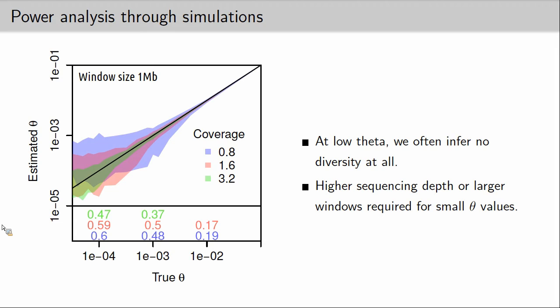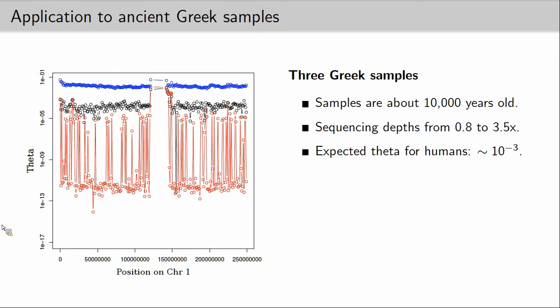So we see this relationship, and that means that for very low theta values, like 10 to the minus 4, we need slightly higher coverage, maybe 3 if we were using one megabase windows, or actually we might just use larger windows if we expect theta to be relatively small. So that seems to work quite fine. We were quite excited and then just took our 3 Greek samples here. So these samples are up to about 10,000 years old. We had sequencing depths between 0.8 for the worst and 3.5x for the best sample. And then we ran our estimator.